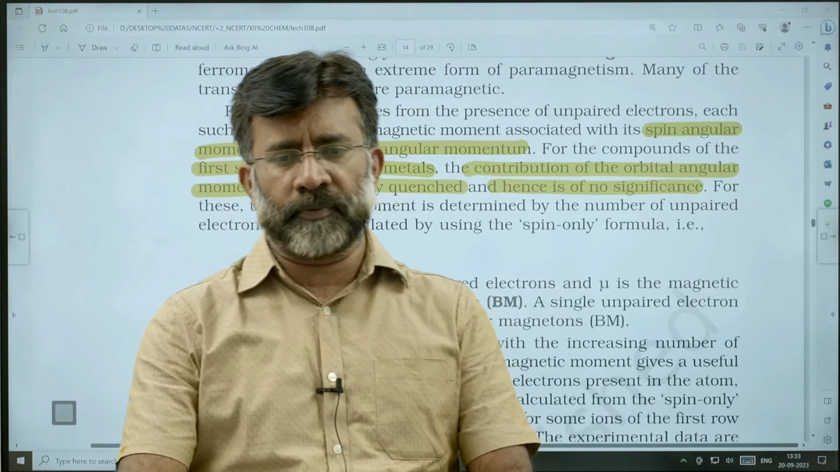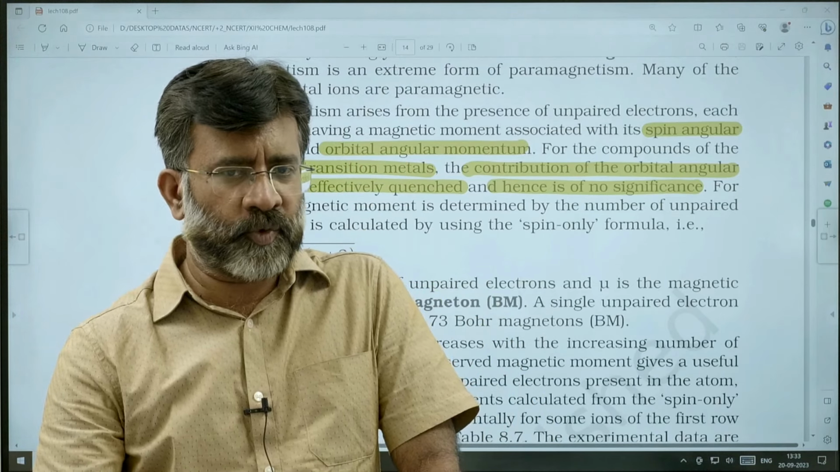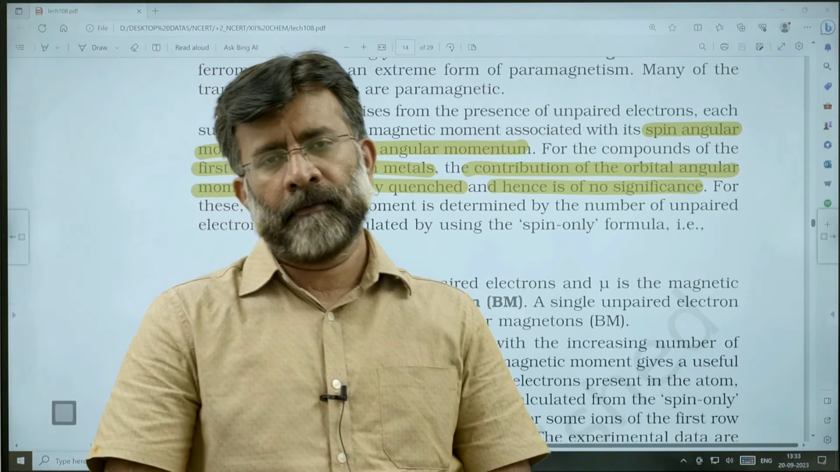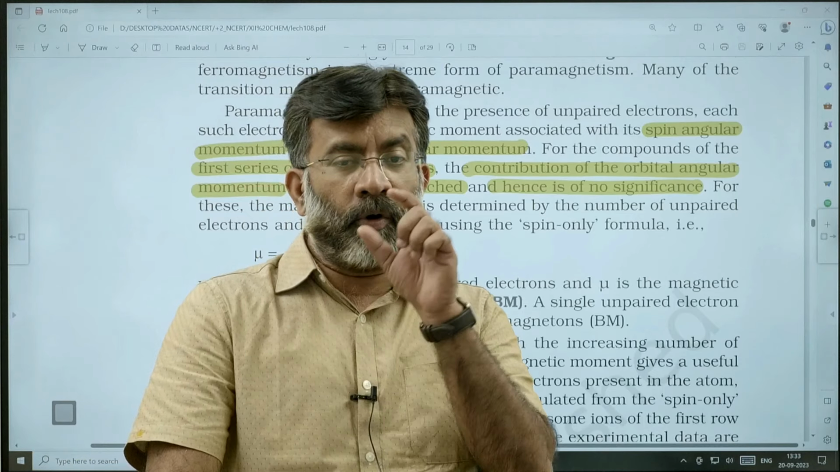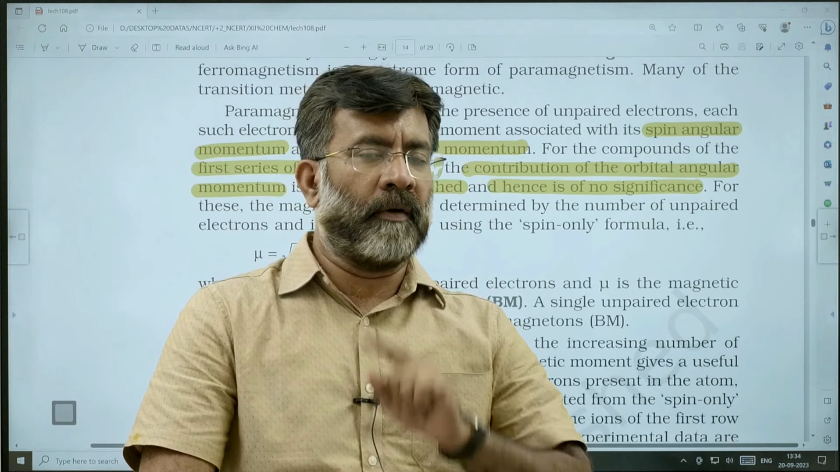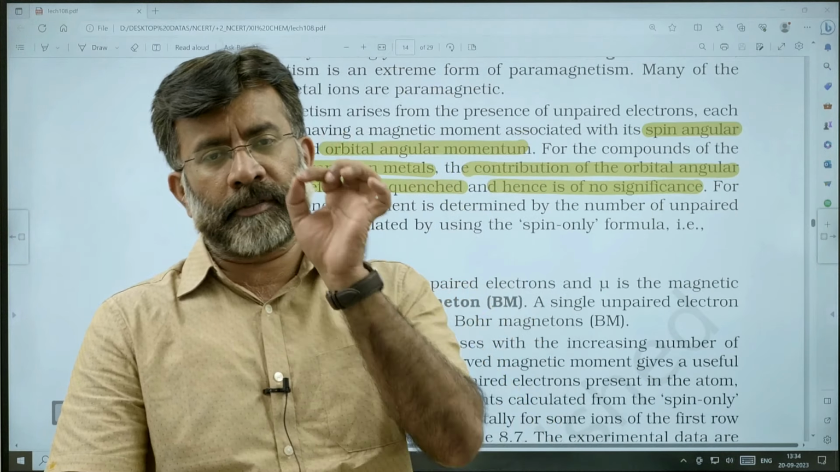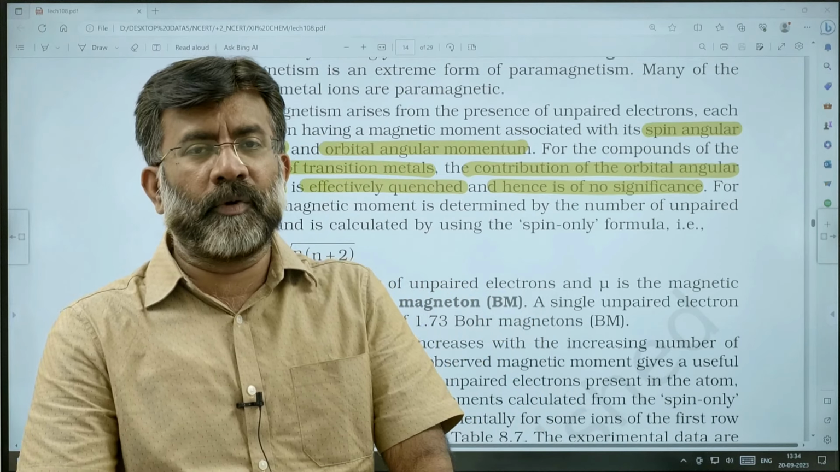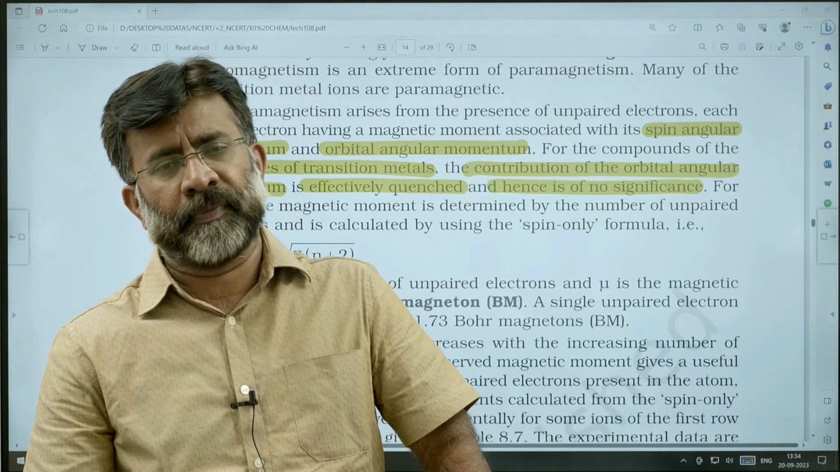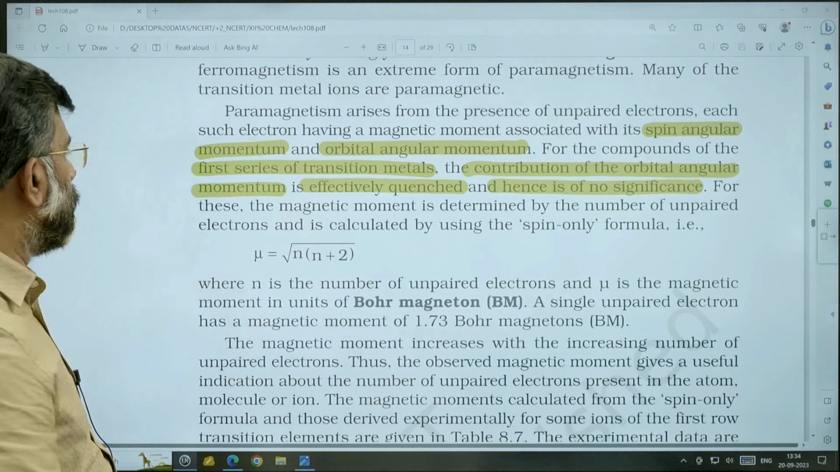Experimental facts prove that for the first transition series, which one? The 3d series, which one? Scandium to zinc. When you analyze the orbital, an electron has two kinds of moment: orbital angular momentum and spin angular momentum. For the 3d series, orbital angular momentum is almost quenched, suppressed, and is of no significance. Only spin angular momentum is taken.